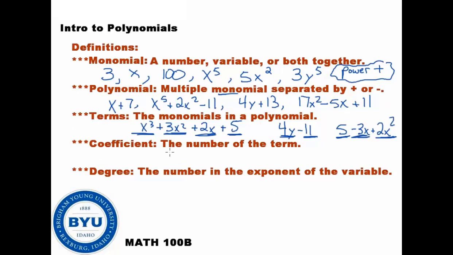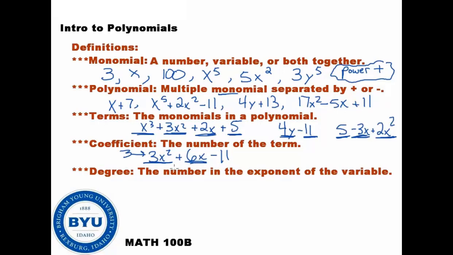Okay, the coefficient. The coefficient is the number of each term. So if I had 3x squared plus 6x minus 11, this is the first term, and we would call the coefficient of that term, the coefficient is the number. So in this situation, 3 is the coefficient.